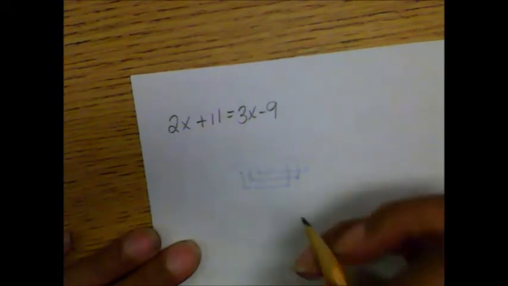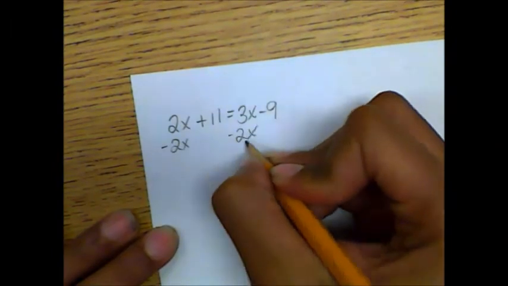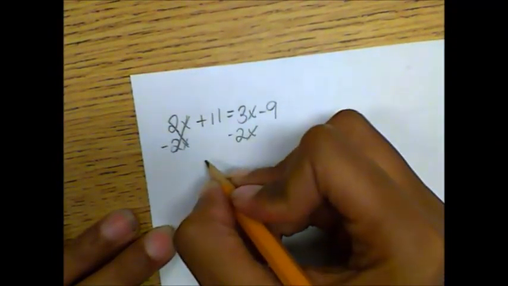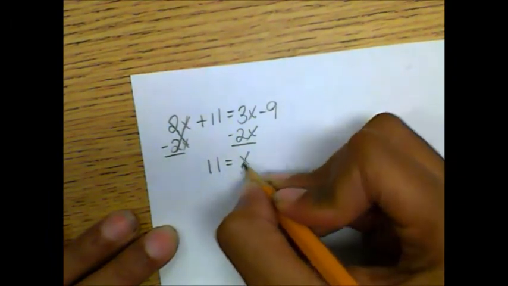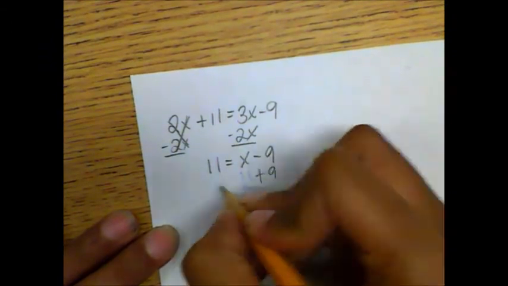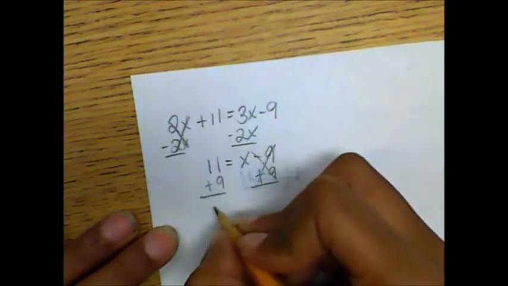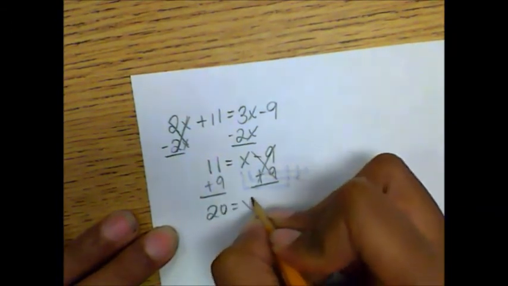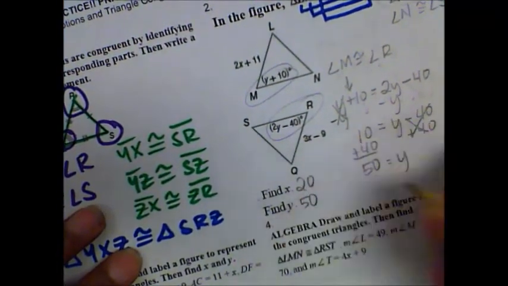First thing I want to do is subtract 2x from both sides. This cancels out, and I'm left with 11 on the left hand side and x minus 9 on the right. Again, we want to isolate the variable, so we're going to add 9 to both sides. This cancels out, and we get left with 20 is equal to x. Okay, so we found the value for both variables. X is equal to 20 and y is equal to 9.